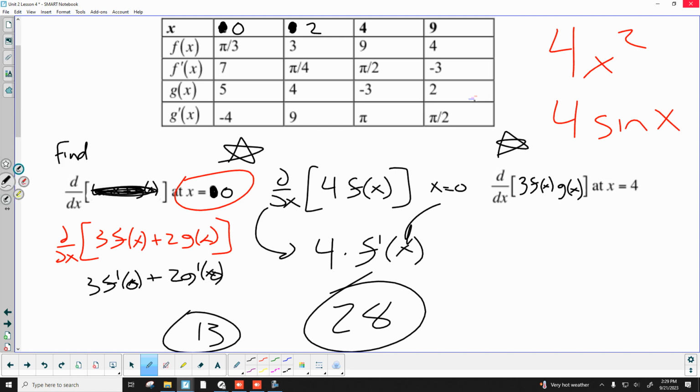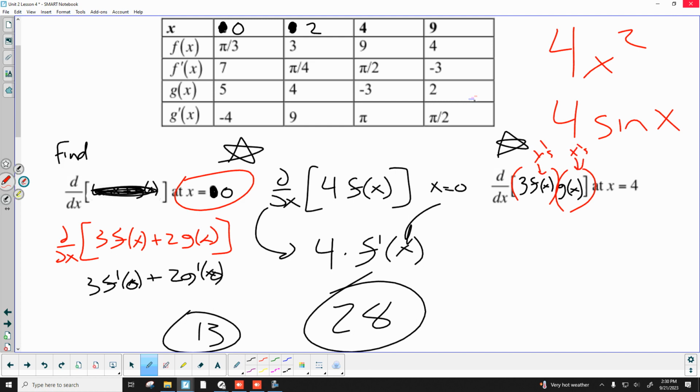You're all going to get it wrong. Why am I telling you you're going to get it wrong? Because none of you are going to be using the product rule. You all are just going to tell me it's 3f prime g prime. But no, guess what? These are x's times x's.